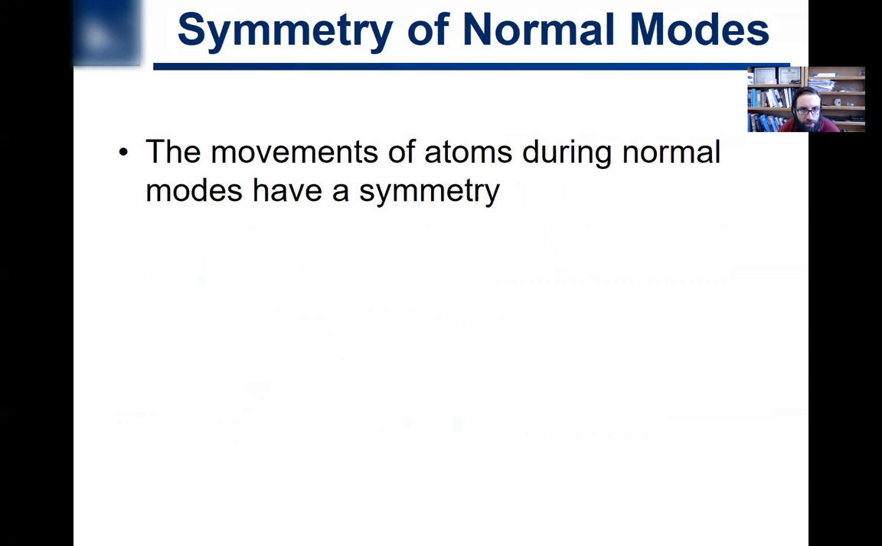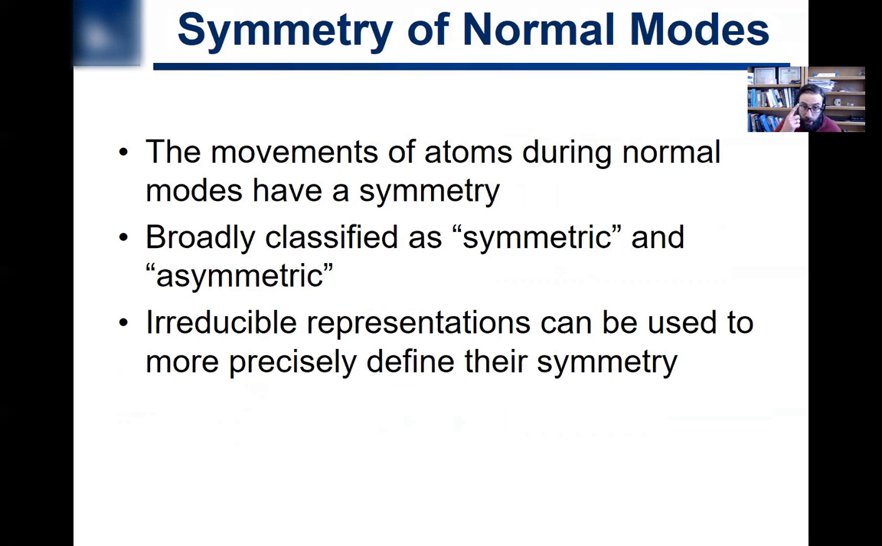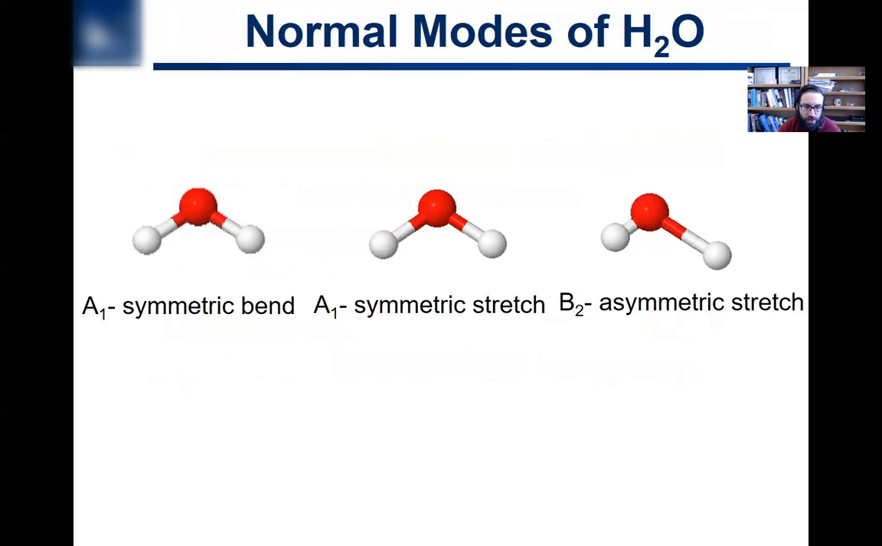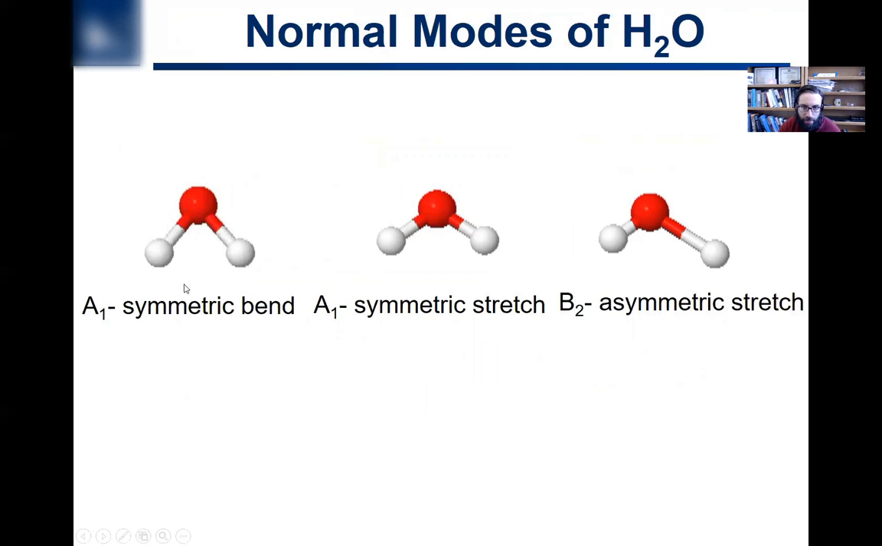So normal modes have symmetry, which I kind of alluded to. All normal modes have a symmetry. Broadly, in spectroscopy tables that you might see, they're sometimes classified as symmetric and asymmetric. But we can use irreducible representations to more precisely define the symmetry. So what do I mean by that? I mean that any normal mode, here are the 3 normal modes of water, has some sort of symmetry associated with it that we can give a value.